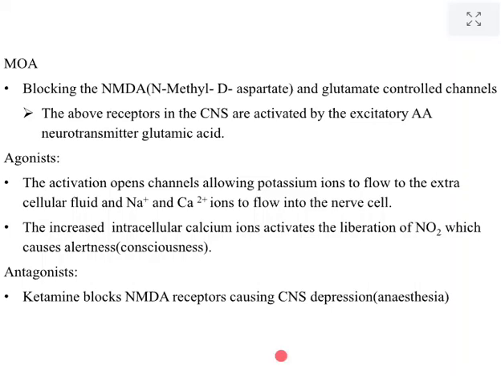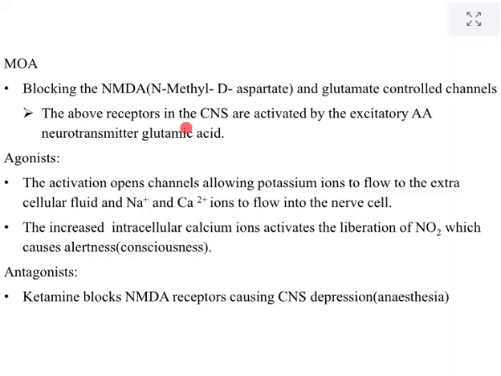The mode of action, we are of course talking about these drugs being depressants. So they will make sure that they depress the excitatory pathways. They are depressants, and more often than not, they depress the excitatory pathways. They decrease also the release of calcium ions, and therefore bring about the inhibitory activity. So they can block the NMDA, N-methyl D-aspartate, and glutamate control channels. The above receptors in the CNS are activated by the excitatory amino acids, neurotransmitter glutamic acid, and even glycine.